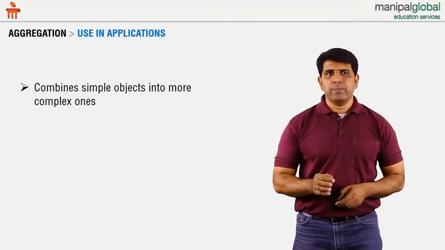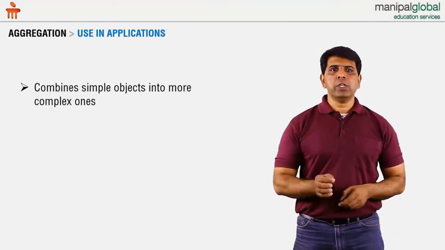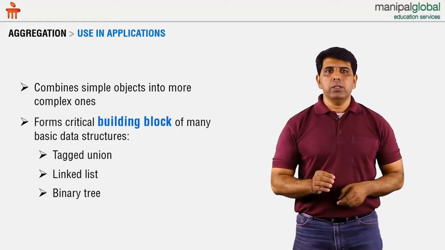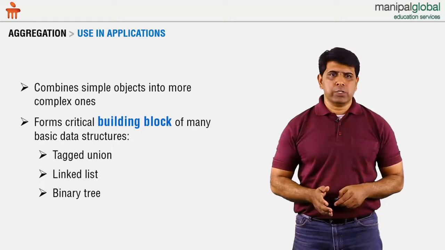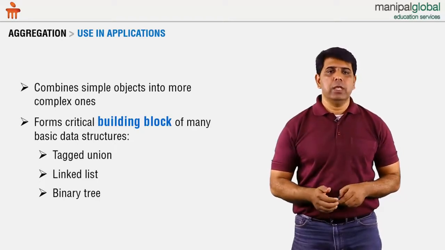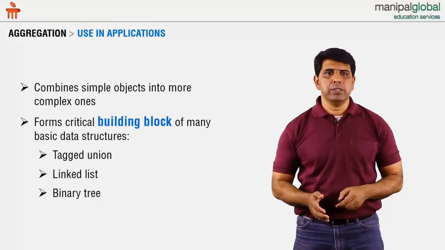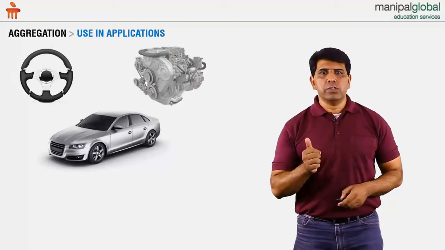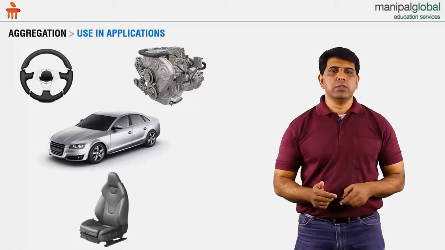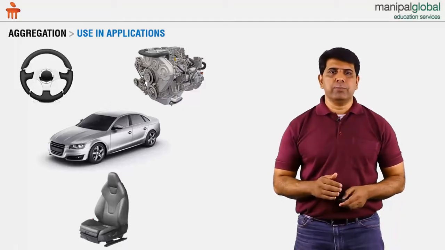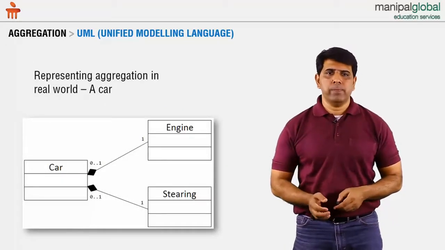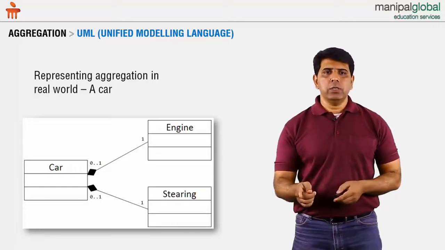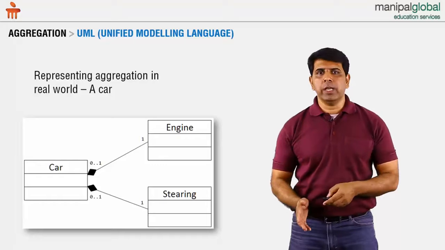Some examples. Aggregation combines simple objects into more complex ones. You will see them in many data structures such as tagged unions, linked lists, and binary trees. A car, for example, has steering, engine, and seat. We can represent the same thing in this fashion: a car has one engine and a car has one steering.